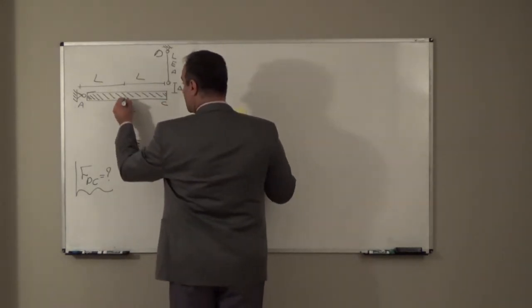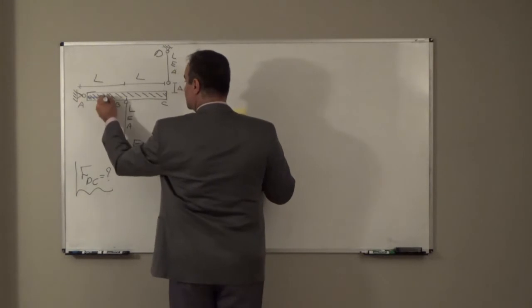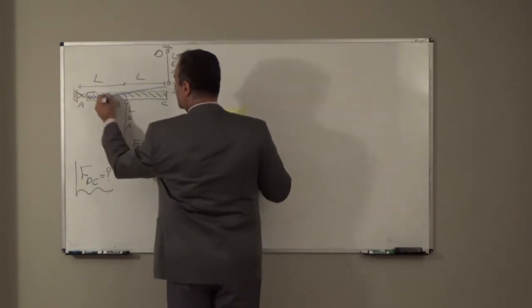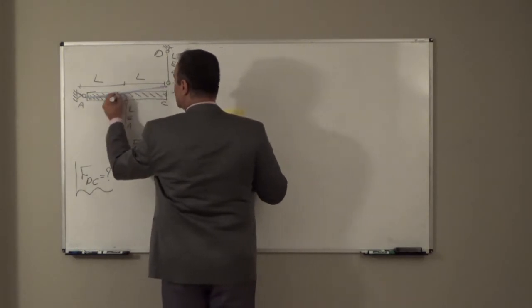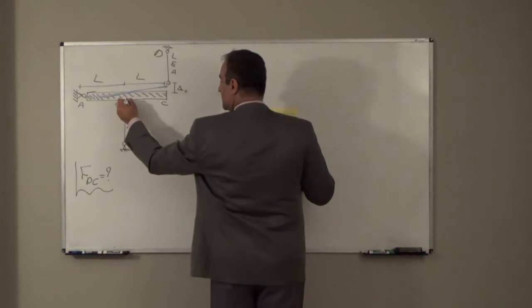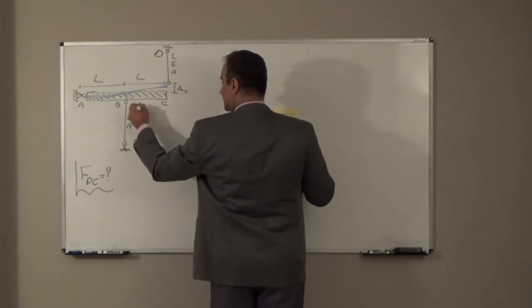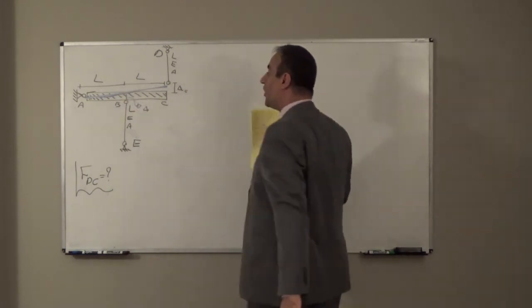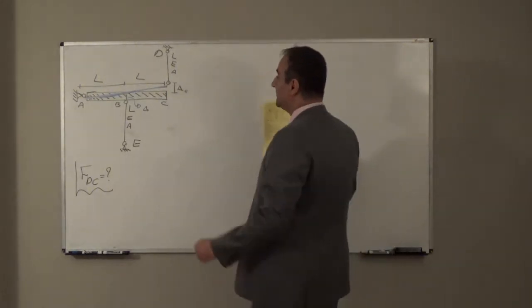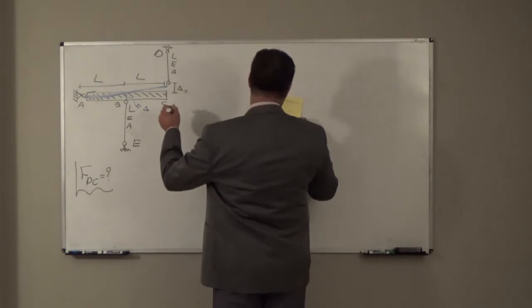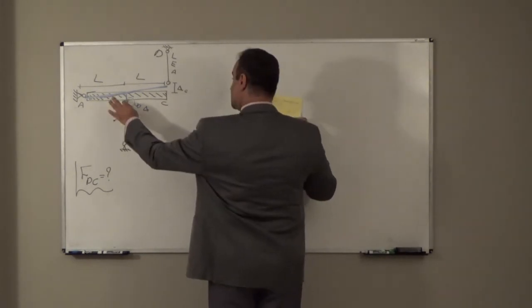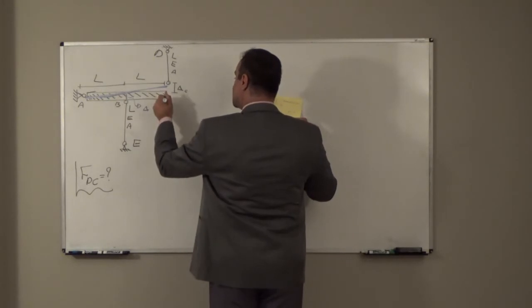If this point goes up a little bit, delta, this will rotate a little bit. Of course it will remain a straight line, but it will go a little bit up. If this deformation is delta, if point B goes up delta, point C will go up how much? 2 delta. So if point B goes up delta, point C will go up 2 delta.